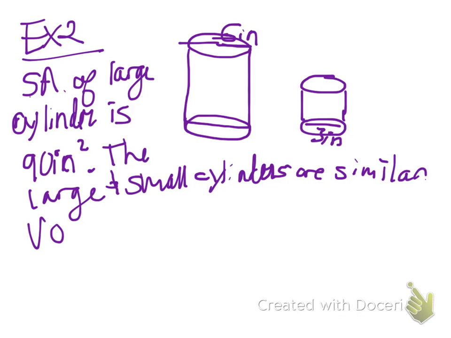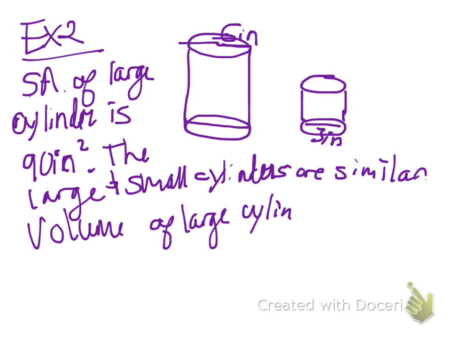And the volume of the large cylinder is 157 inches cubed. Okay, so I want you to find the surface area and the volume of the smaller cylinder. It's our target question. Surface area and the volume.